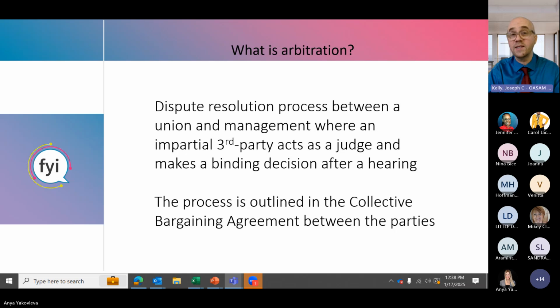The specific processes followed in the arbitration proceedings are outlined in whatever collective bargaining agreements the parties have. So each arbitration procedure can be different, but it has to be memorialized in the parties' collective bargaining agreement.